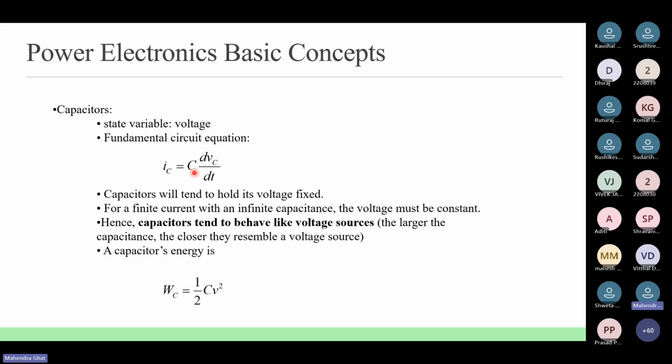The fundamental circuit equation for the capacitor is IC equals C dV by dt. C is the capacitance, Vc is the voltage across the capacitance, and the change of voltage across the capacitance gives the capacitor current. This is the basic equation we study in the basics of electrical engineering, and we have to use the same thing again and again for our derivations. The energy stored in the capacitor is half CV square. The only thing to remember is that a capacitor always tends to behave like a voltage source.